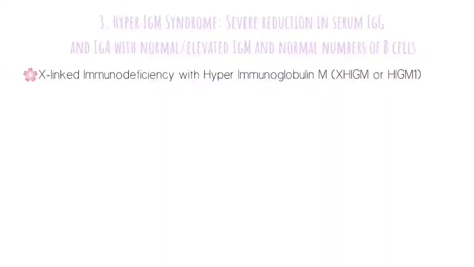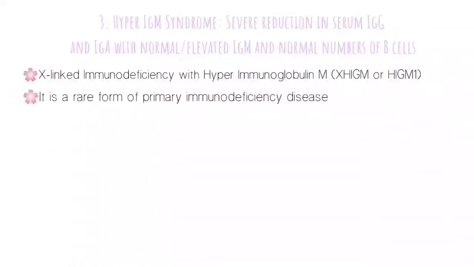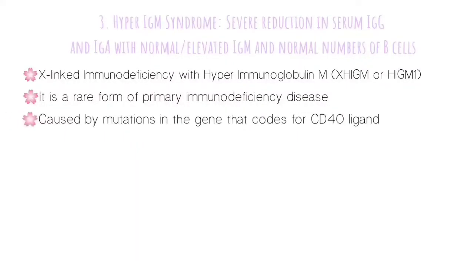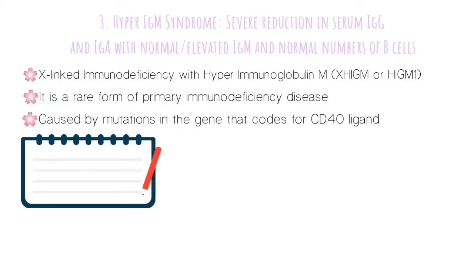Next is hyper IgM syndrome, with severe reduction in serum IgG and IgA with normal or elevated IgM and normal B cell numbers. The initial terminology of hyper IgM syndrome is really X-linked immunodeficiency with hyperimmunoglobulin M. It is a rare form of primary immunodeficiency disease caused by mutations in the gene that codes for CD40 ligand.